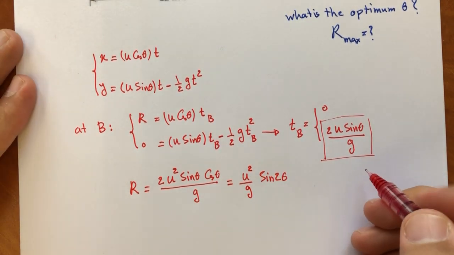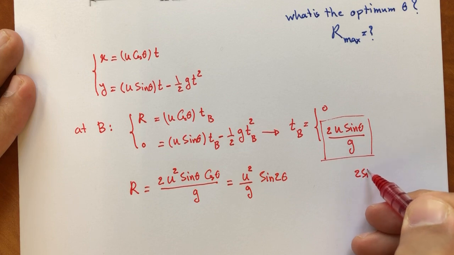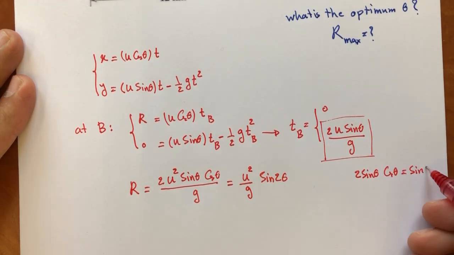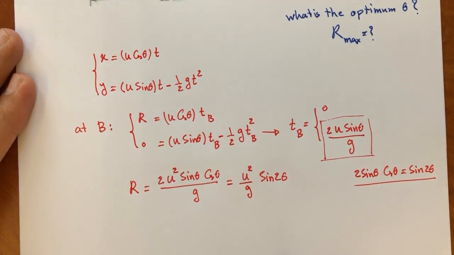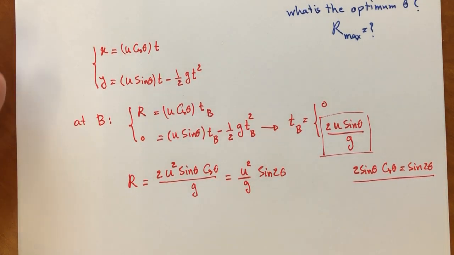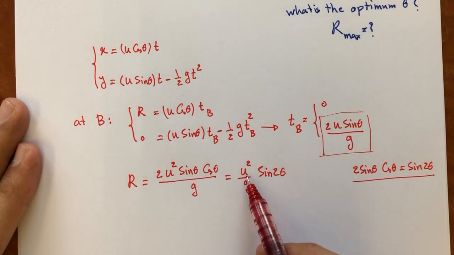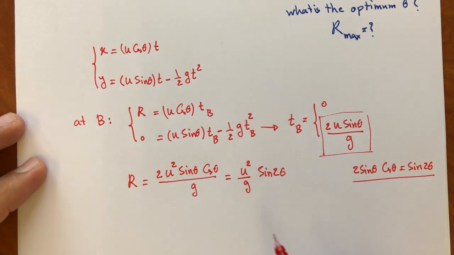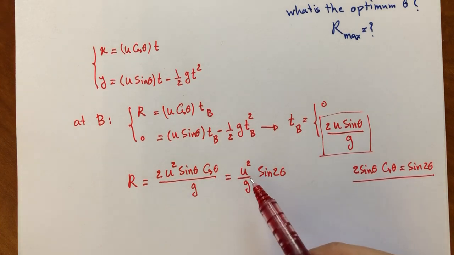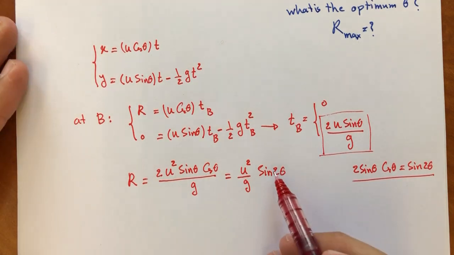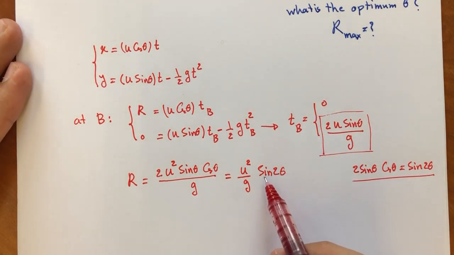So let me write that equation again. 2 times sine of theta cosine of theta is equal to sine of 2 theta. You should know this, which I'm using here. Now look at this equation. r is equal to this, where u squared over g is a constant number because u is a given number and g is a constant number, so we don't have any flexibility there. Both of these numbers are given, but theta we are changing, right?